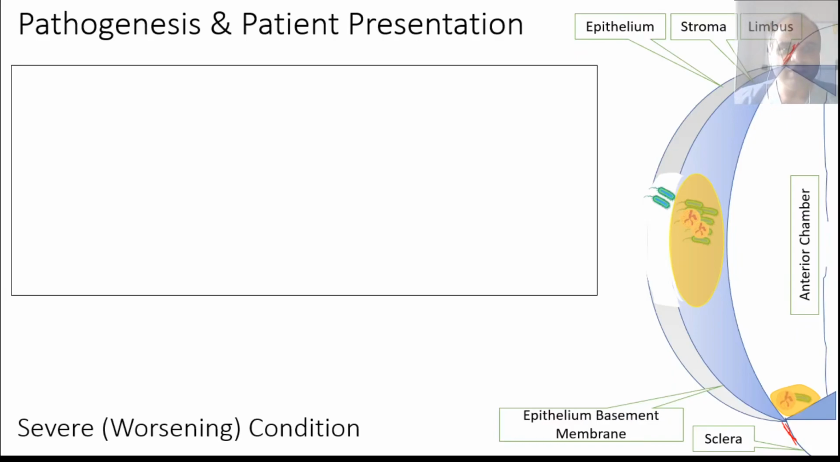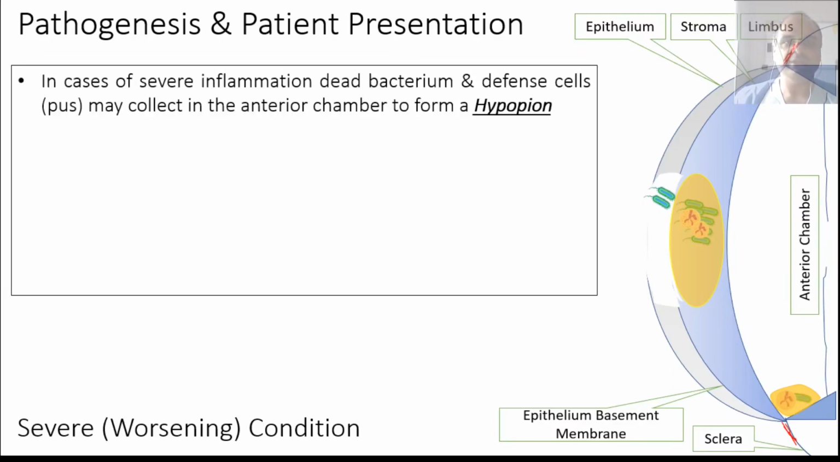So the dead organisms together with your dead inflammatory cells start pooling in the anterior chamber and give rise to something called a hypopion, which is basically pus in the anterior chamber, which right now is sterile. You can also get infected pus if the organism is able to get inside the eye, like in the case of an endophthalmitis.